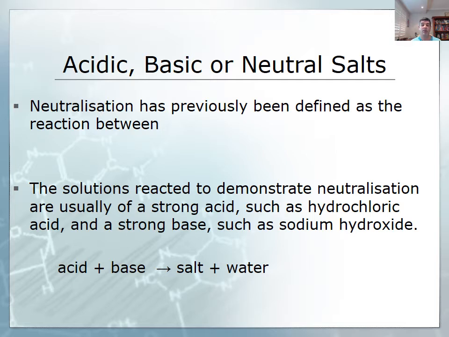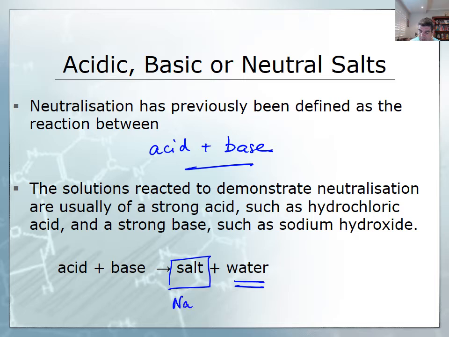Up until this point, pretty much, we've defined neutralization as a reaction between an acid and a base. And in order to demonstrate that reaction, we've used strong acids and strong bases, such as hydrochloric acid or sodium hydroxide. In a neutralization reaction, water is always a product, and we also form a salt, which in the case of the example given above would be something like sodium chloride.